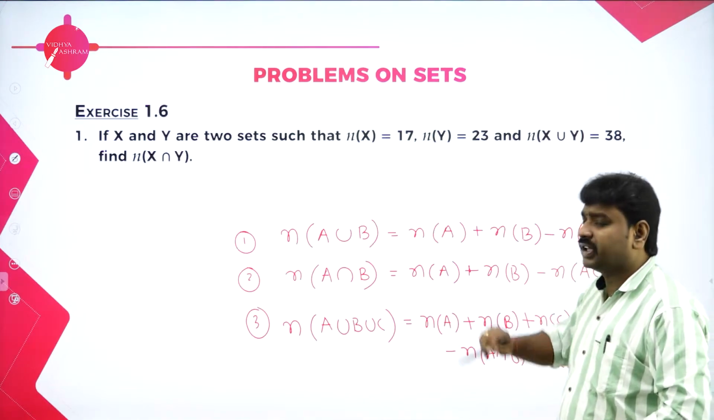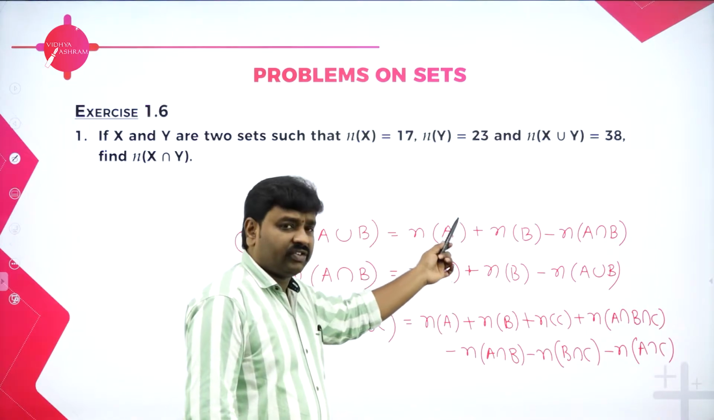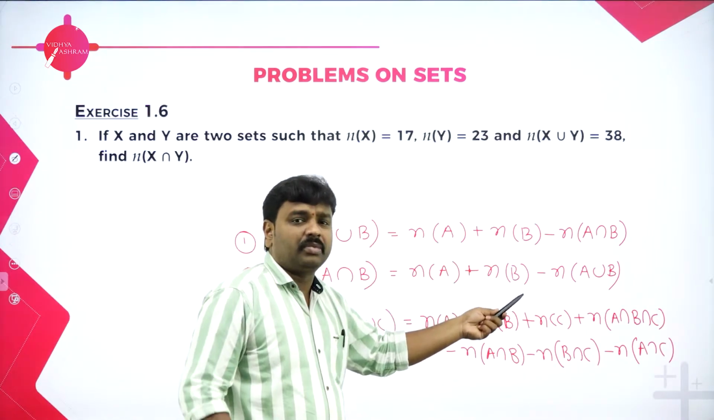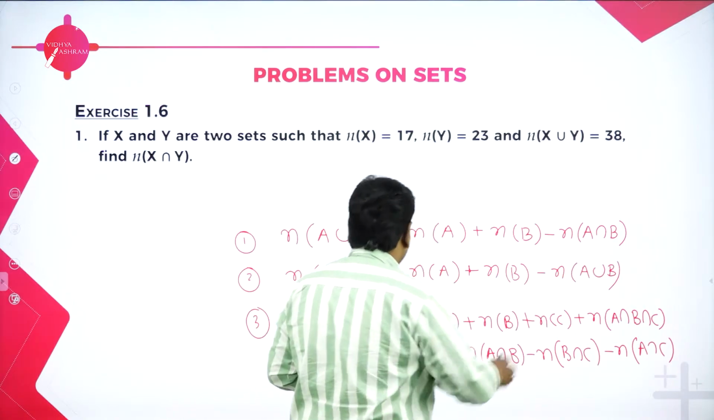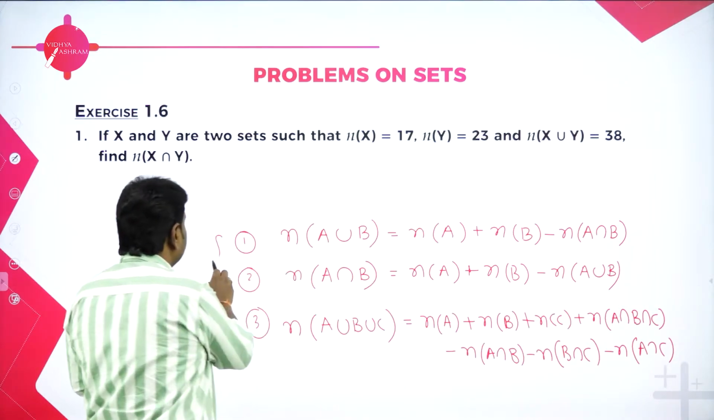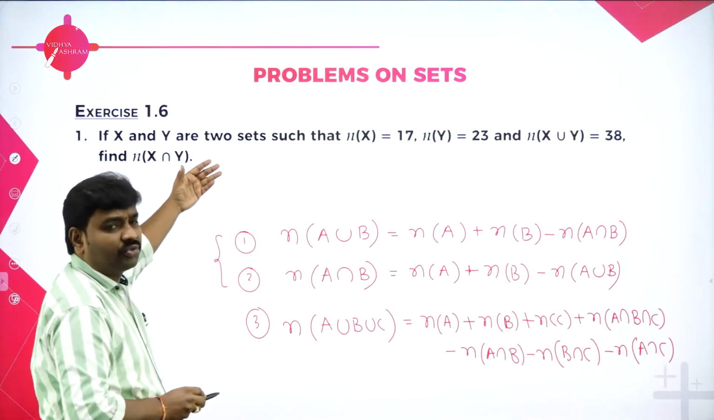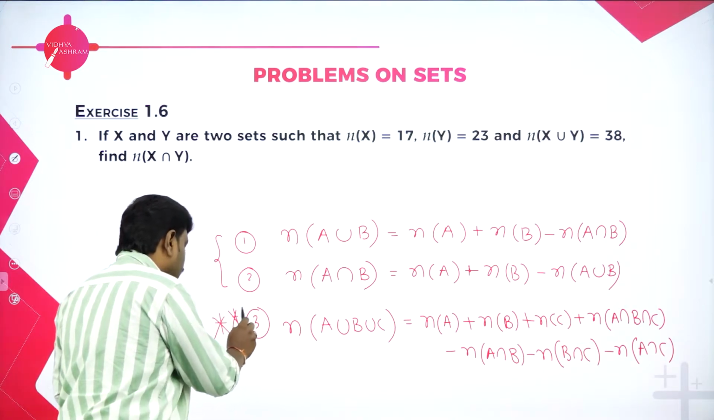The first one is very easy. n of A union B. What is n of A union B? n of A plus n of B. In that, remove common elements. Common elements means what? Intersection. If you have union here, remove intersection. If you have intersection here, remove union. So first two formula oriented problems we have more, and this is also important to do what are called word problems.